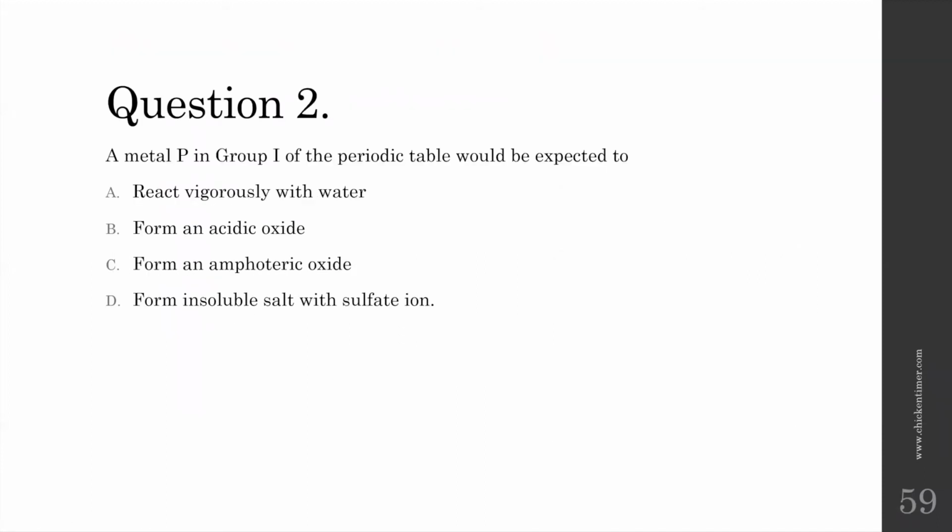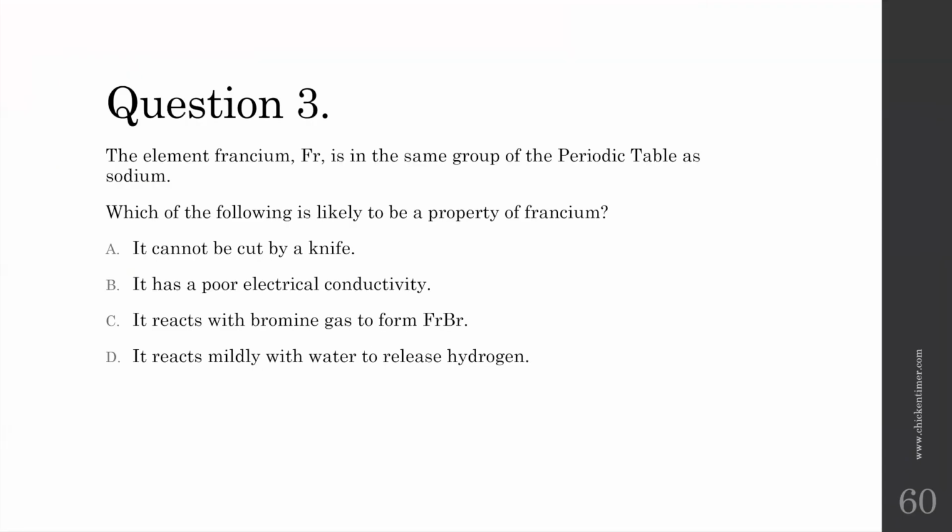Question 2. A metal P in group 1 of the periodic table would be expected to: A. React vigorously with water, B. Form acidic oxide, C. Form amphoteric oxide, and D. Form an insoluble salt with sulfate ion. React vigorously with water. A is correct. Question 3. Which is likely to be a property of francium?